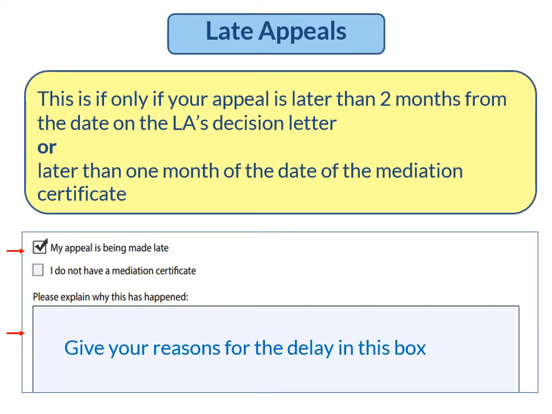This part only needs to be filled in if you are lodging your appeal later than 2 months from the date on the local authority's decision letter, or later than 1 month of the date of your mediation certificate. If this is the case for you, tick the box and give your reasons explaining why your appeal is late and why you think the appeal would succeed given more time.